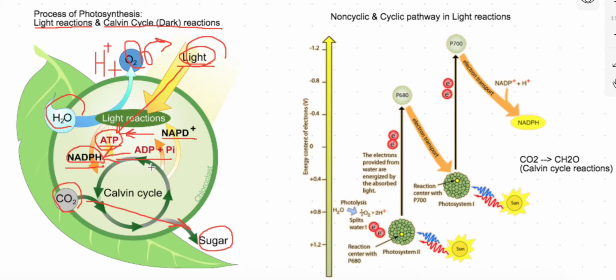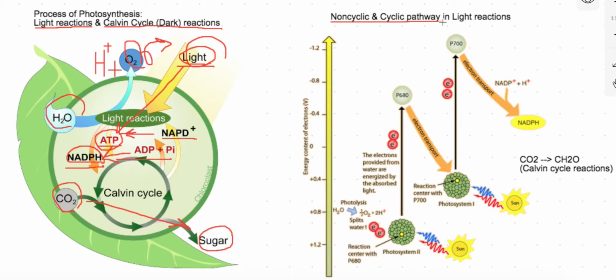During the Calvin cycle reaction, carbon dioxide is absorbed and reduced to a carbohydrate or sugar by utilizing ATP and NADPH produced from the light reaction. ADP plus P and NADP plus are taken back to light reactions for the following carbohydrate production. Additionally, light reaction occurs in two pathways, cyclic and non-cyclic pathway.